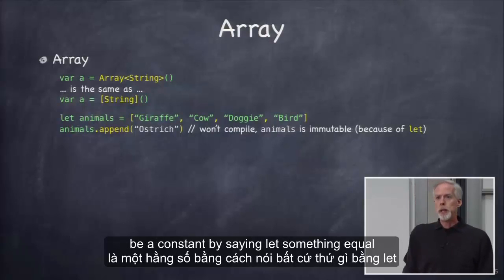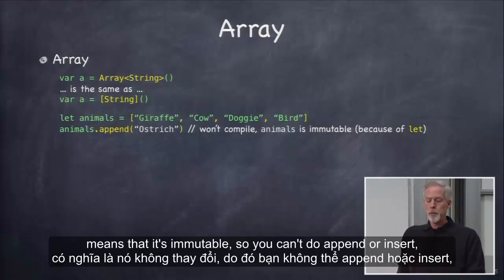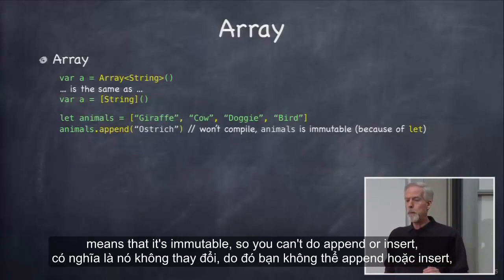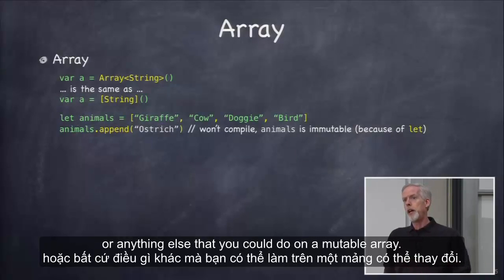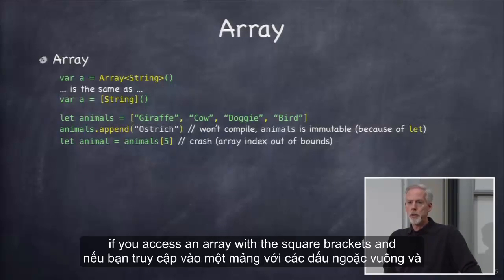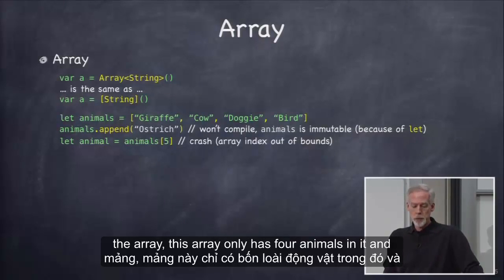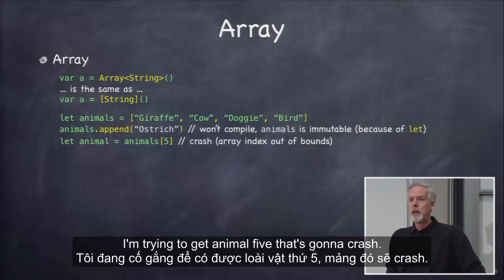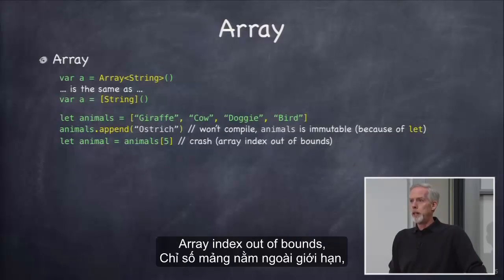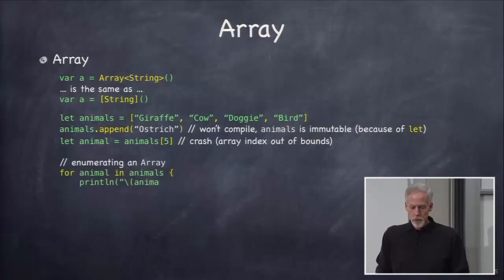I just want to make it clear that defining an array to be a constant by saying let something equal an array versus var something equal an array means that it's immutable. So you can't do append or insert or anything else that you could do on a mutable array. Also, of course, if you access an array with the square brackets and try to pull out something that's outside the bounds of the array, this array only has 4 animals in it and I'm trying to get animal 5, that's going to crash. Array index out of bounds, just like pretty much any language you've used.